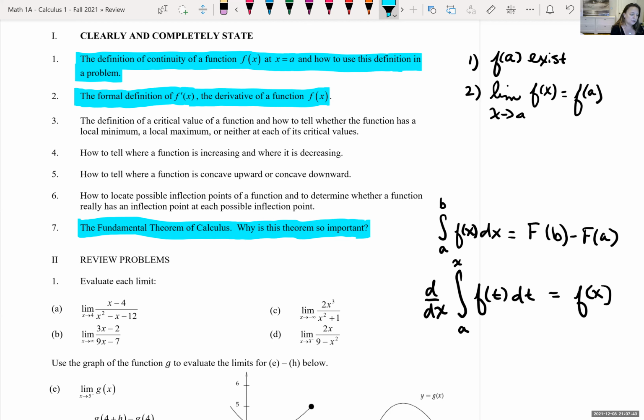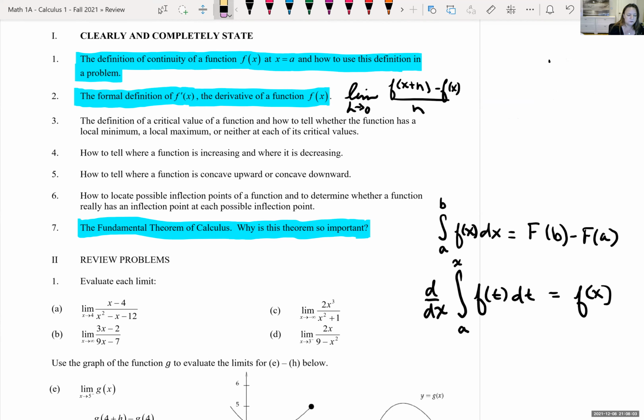And so recall, let's just write down what the formal definition of the derivative is, and that's the limit as h approaches 0 of f of x plus h minus f of x all over our h value. Just going to get rid of this to give us room. So you should be able to apply that, finding the derivative of a function.